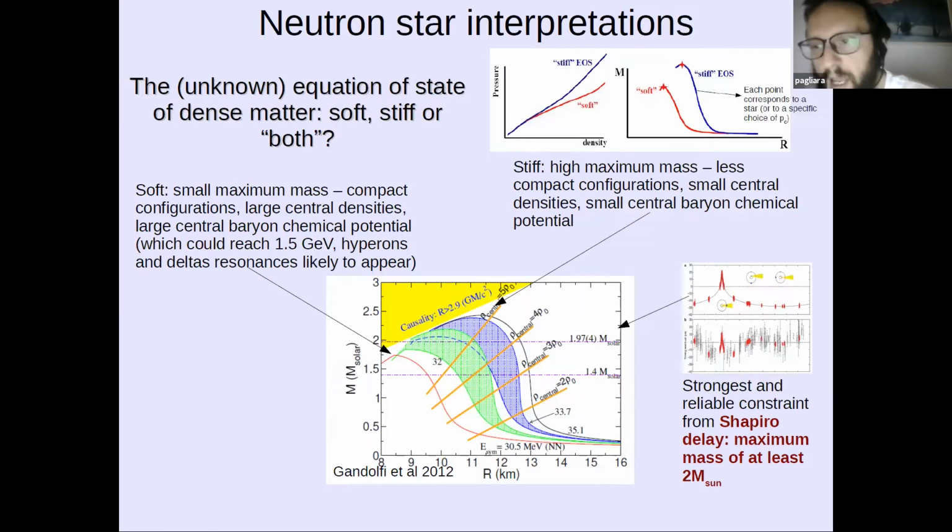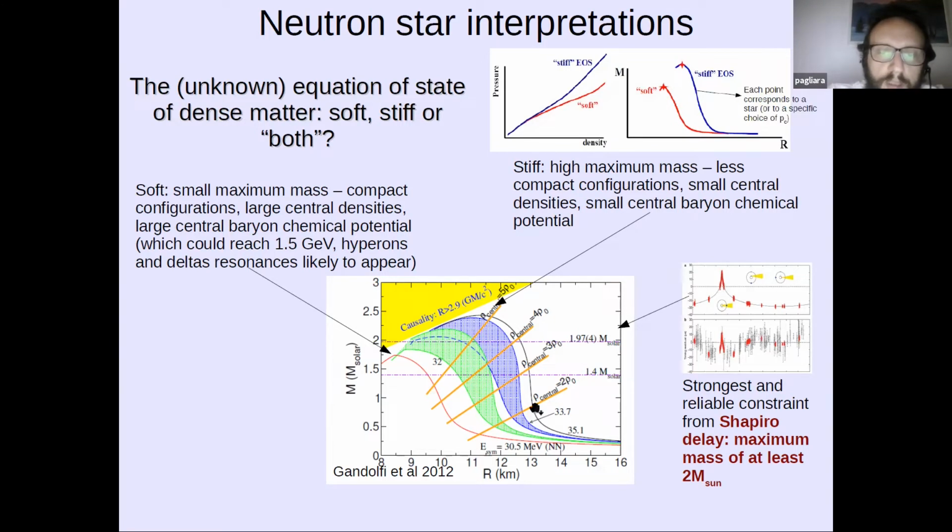Just to set up the language, which is actually very common: when talking about neutron stars, of course, what is important is the equation of state. And generally speaking, one can divide the equations of state into categories, let's say stiff and soft. Stiff means large masses, large radii. Soft means small maximum masses and small radii.